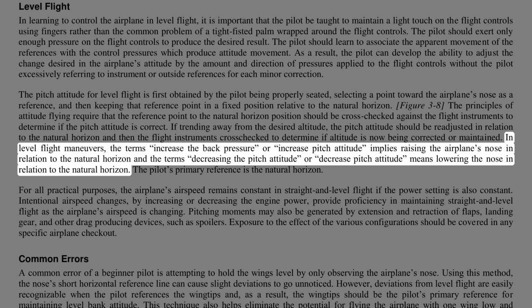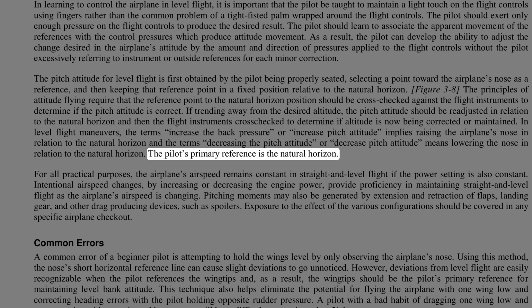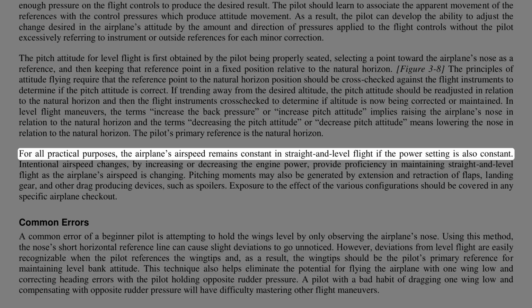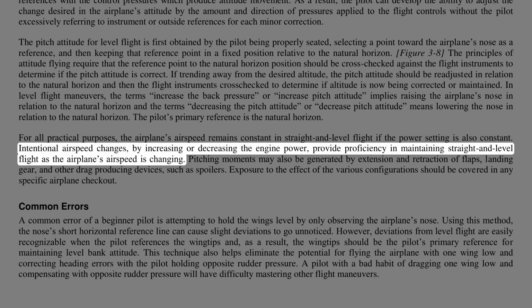In level flight maneuvers, the terms increase the back pressure or increase pitch attitude implies raising the airplane's nose in relation to the natural horizon, and the terms decreasing the pitch attitude or decrease pitch attitude means lowering the nose in relation to the natural horizon. The pilot's primary reference is the natural horizon. For all practical purposes, the airplane's airspeed remains constant in straight and level flight if the power setting is also constant. Intentional airspeed changes, by increasing or decreasing the engine power, provide proficiency in maintaining straight and level flight as the airplane's airspeed is changing.